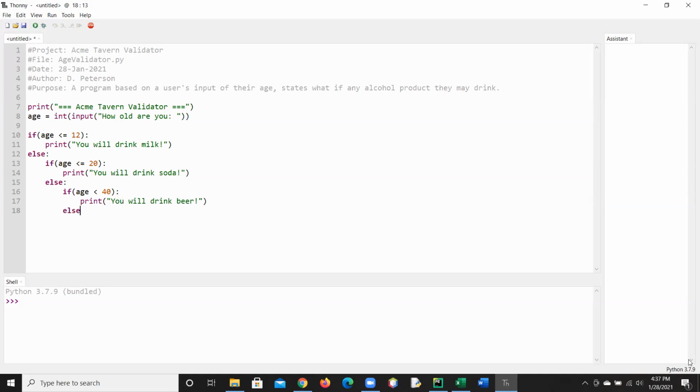Else. Oops. I always forget those colons on the ends. Drives me nuts. Oh, let's call it, how about 63? You will drink wine.